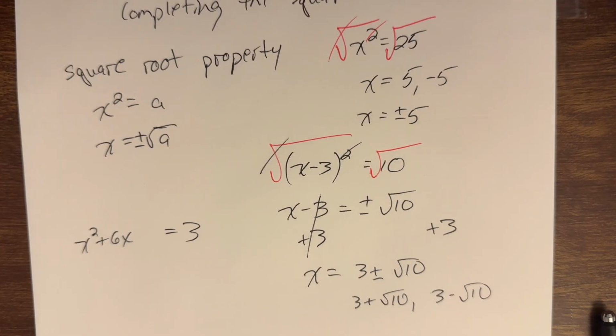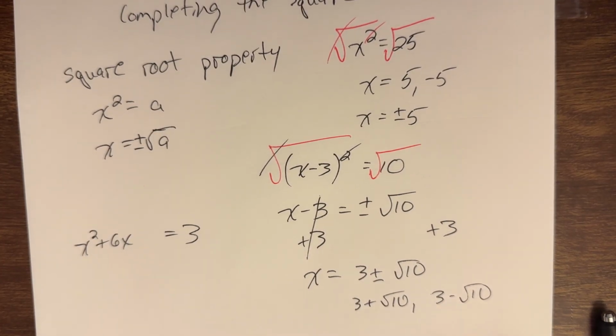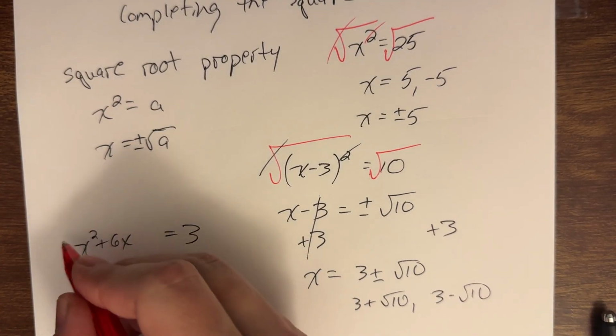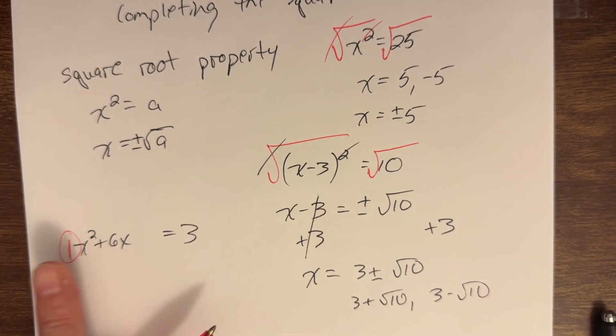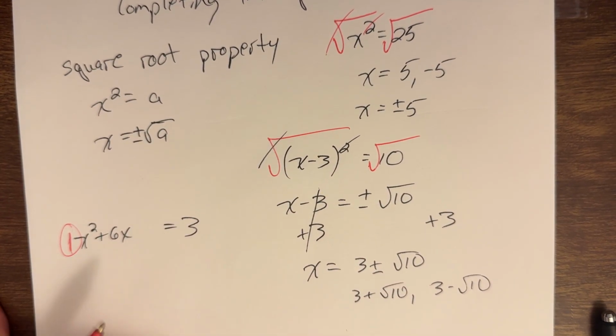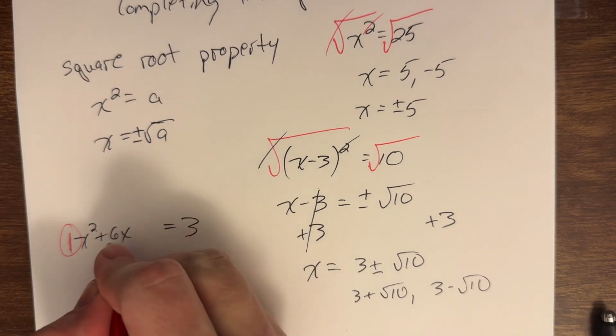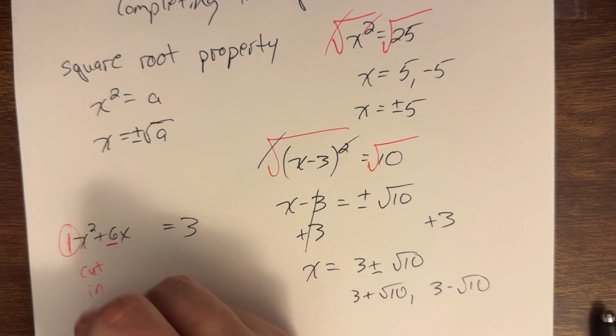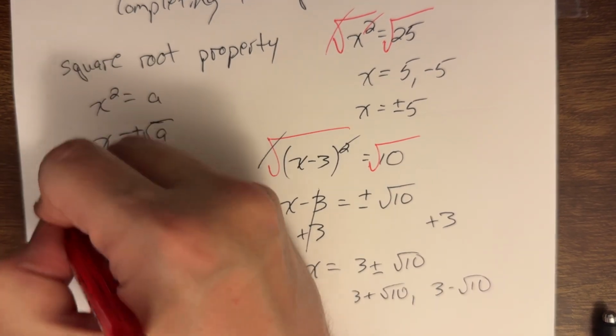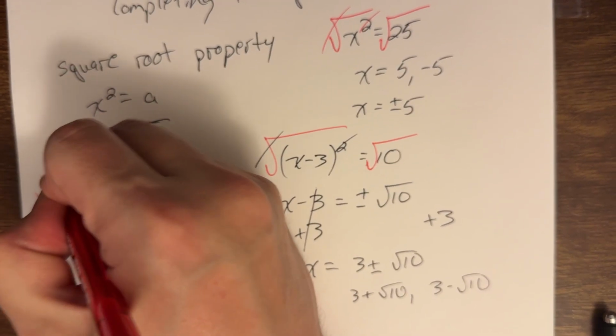Now, how do we do this? 3 steps. First step, the leading term has to be a 1. If it's not a 1, we'd start by factoring that out. Once I have that, then I come to this term, and I cut it in half. So leading term has to be 1.